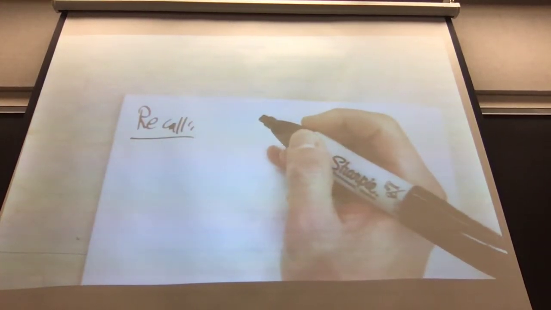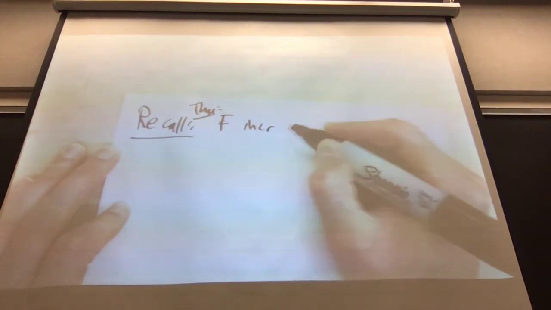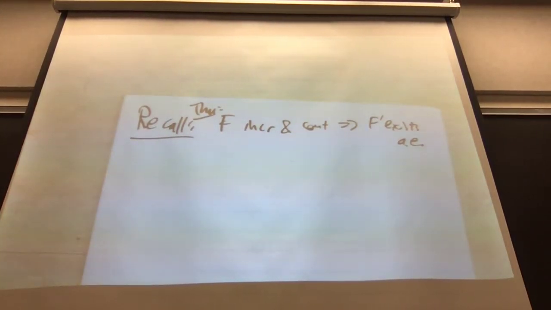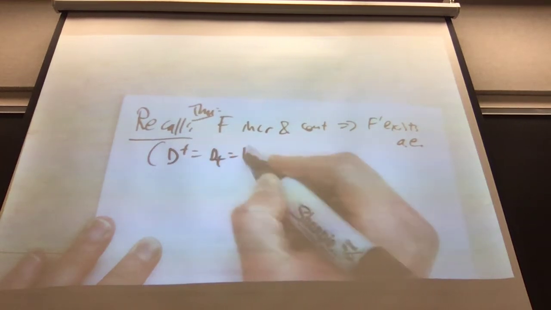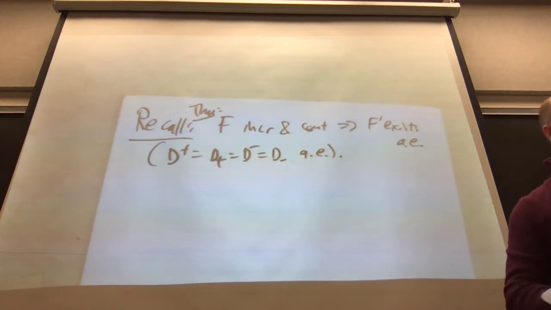So what did we do last time? We proved that if f is increasing and continuous, then f prime exists almost everywhere. And this was the sunrise, sunset. You take the set E and you cover it by an open interval and so on. We remember this. Remember what we were doing last time. So D plus equals D minus almost everywhere. Okay, that was the rising sun, the setting sun.